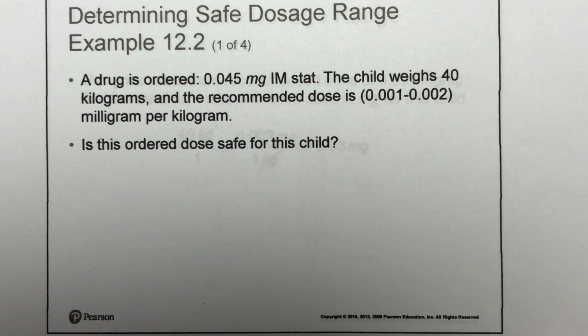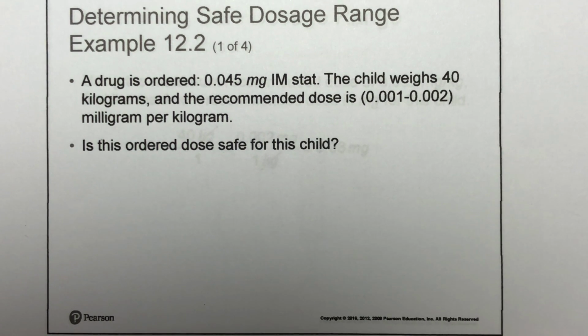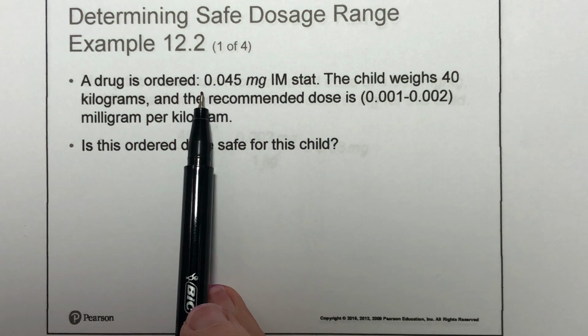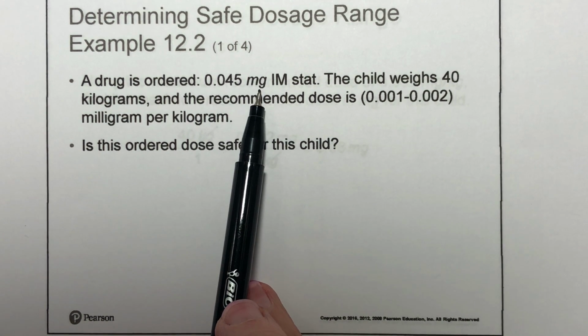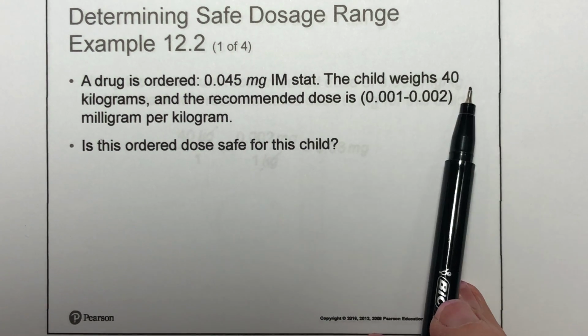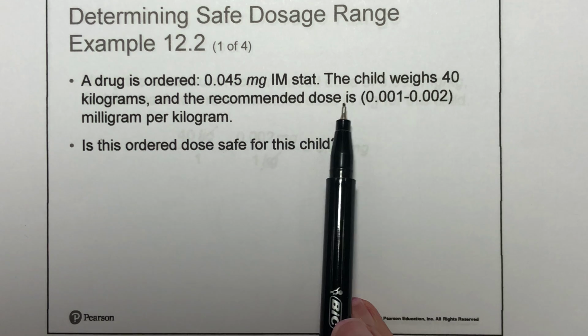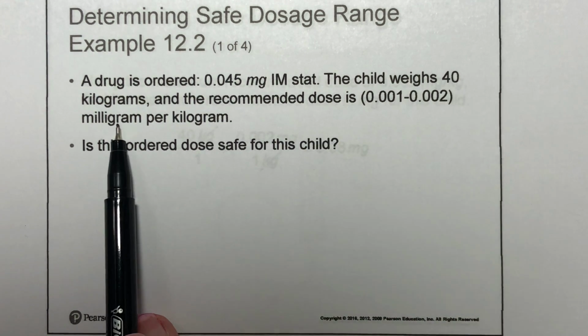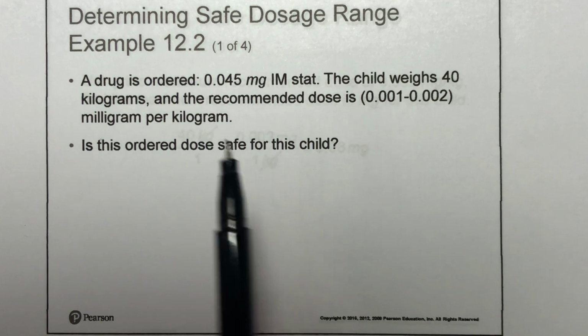This is Chapter 12, Part 2. We want to determine whether this drug that is ordered at 0.045 milligrams is safe for the child. The child weighs 40 kilograms, and the recommended dose is 0.001 to 0.002 milligrams per kilogram.